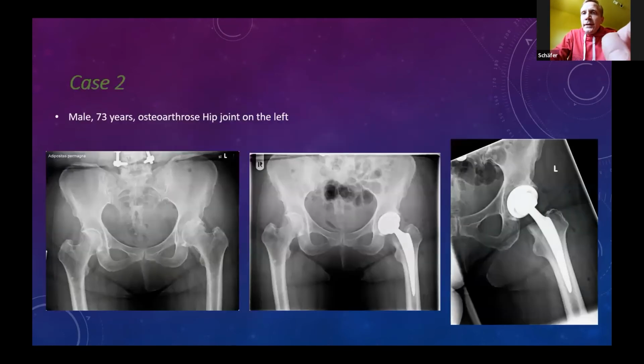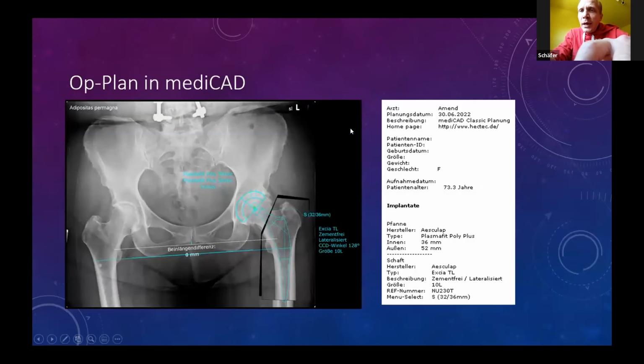Okay, next slide. The second case is a male, 73 years old, with typical osteoarthritis in the hip joint on the left side, and we use the Exia design from the company Escolab. We are satisfied with this design, and that is the plan. This plan costs me 2-3 minutes, maximum 5 minutes.